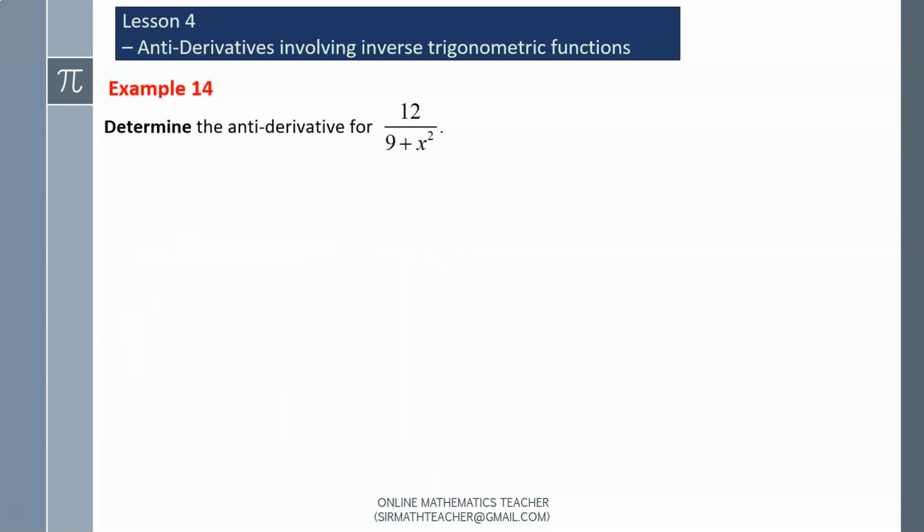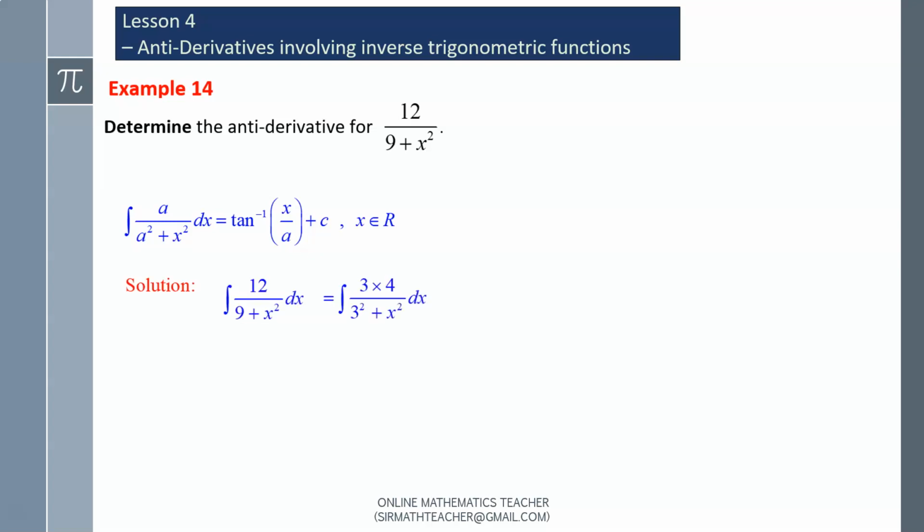Example 14. Determine the antiderivative for 12 on 9 plus x squared. Let's write our integrand, but first let's have a look. Looks like a situation where we have inverse tan being our answer. So we're going to rewrite our integrand. We're going to set up our integral first, which is 12 over 9 plus x squared dx.